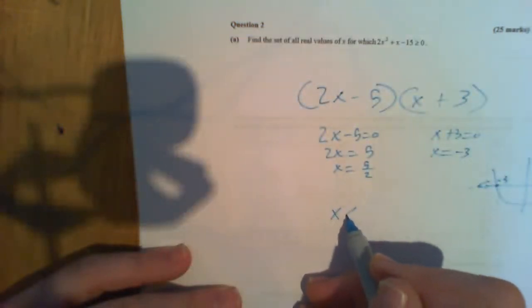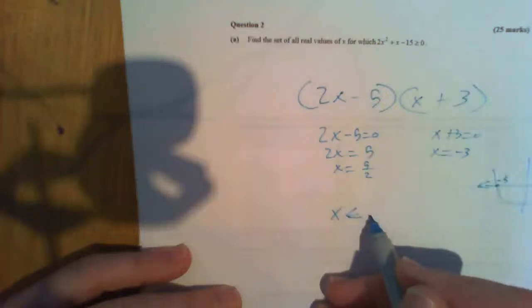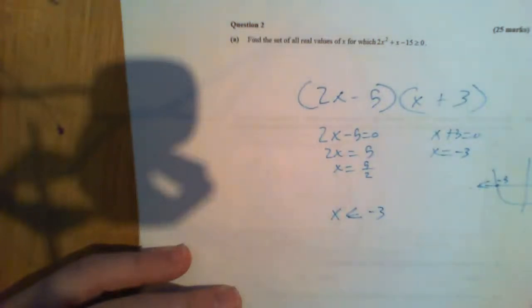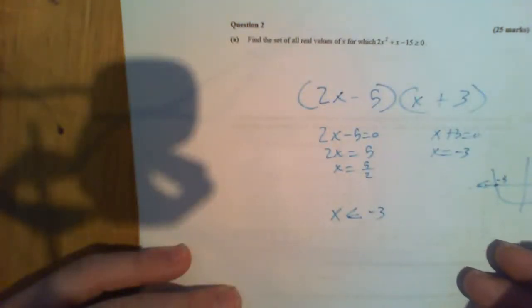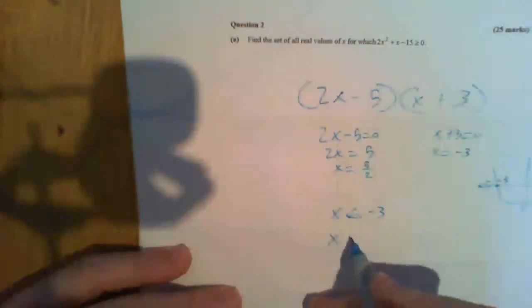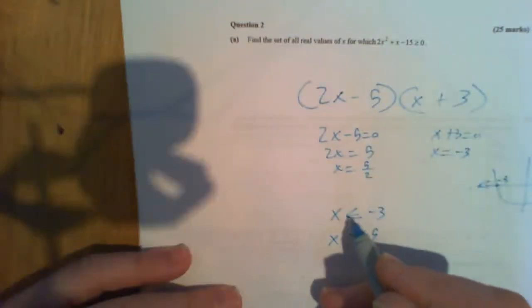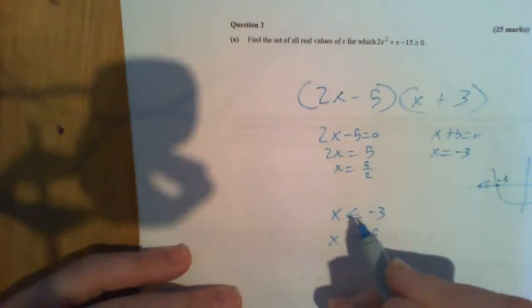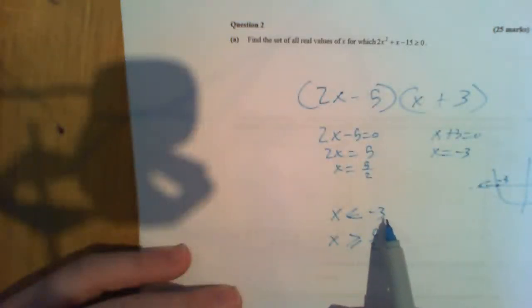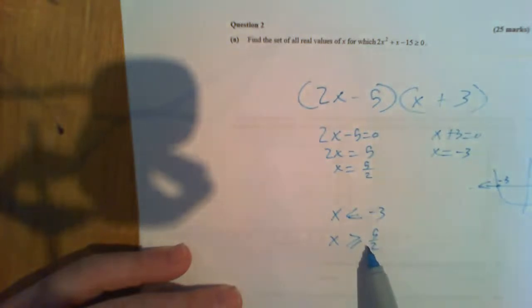It's going to be x less than or equal to minus 3. And it's going to be above when it goes out this direction past the 2.5. So when x is greater than or equal to 5 over 2. So there is your solution set. Okay? When it's less than or equal to minus 3, and when it's greater than or equal to 2.5.